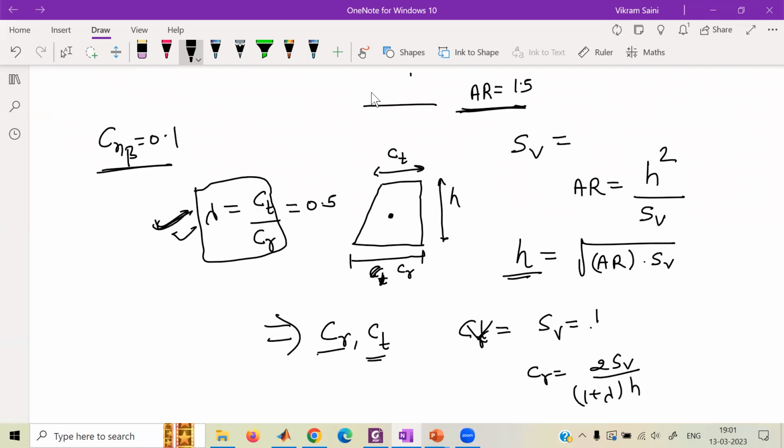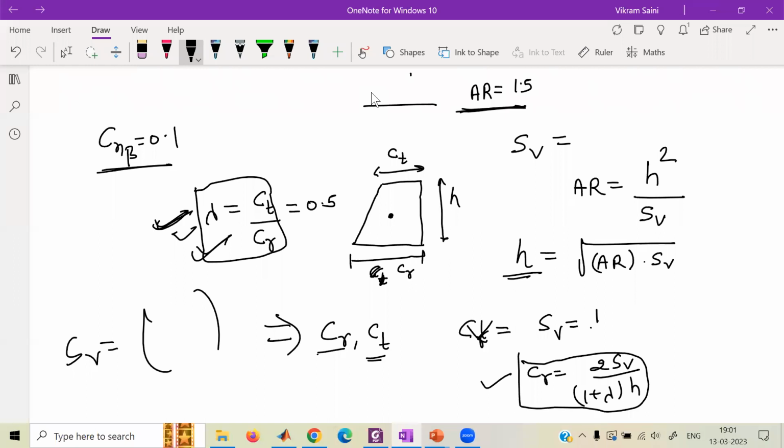I hope everyone got it. The idea is very simple. You write the expression for SV in terms of the known things or unknown things. Use this ratio to eliminate CT, and then you have this CR, that is known in terms of all other variables. So you'll get this. I won't write it because it was your task.